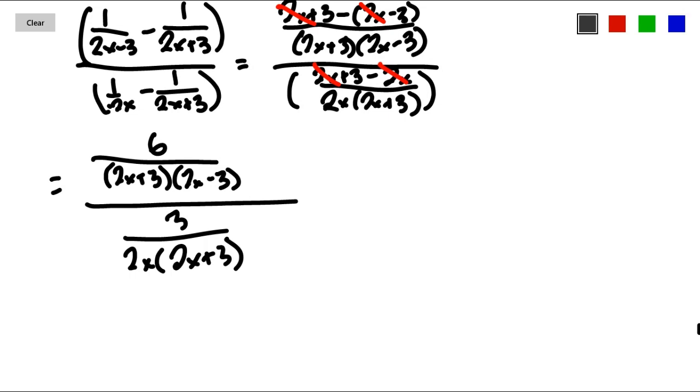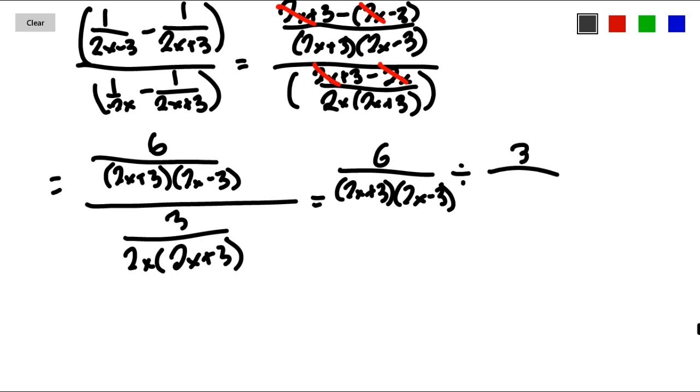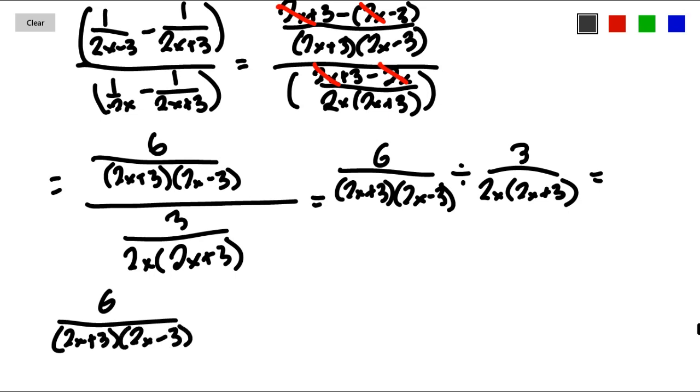Okay, so now that I have just a single fraction on the top and bottom here, what this actually means is I take the top fraction, 6 over 2x plus 3 times 2x minus 3, and I'm dividing it by the bottom fraction, 3 over 2x times 2x plus 3. And again, I can rewrite this as multiplying by the reciprocal. So I've got 6 over 2x plus 3 times 2x minus 3 multiplied by 2x times 2x plus 3 divided by 3.